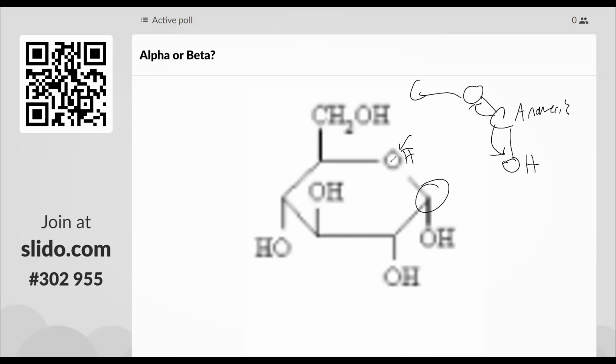That is how you find the anomeric carbon super fast. You find your oxygen, you look to the right or to the left. Whatever one is connected to an alcohol group is anomeric. So here we have our OH pointing down. Here we have our CH2OH pointing up. That's alpha.